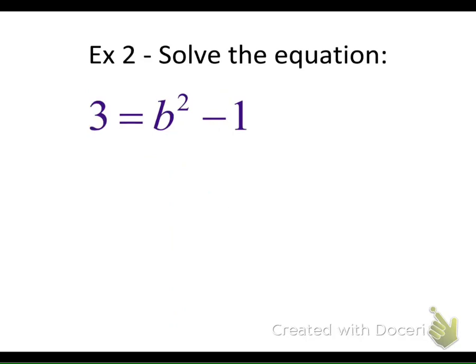Example number 2. Go ahead and write it down. So 3 equals b squared minus 1. 3 equals b squared minus 1.